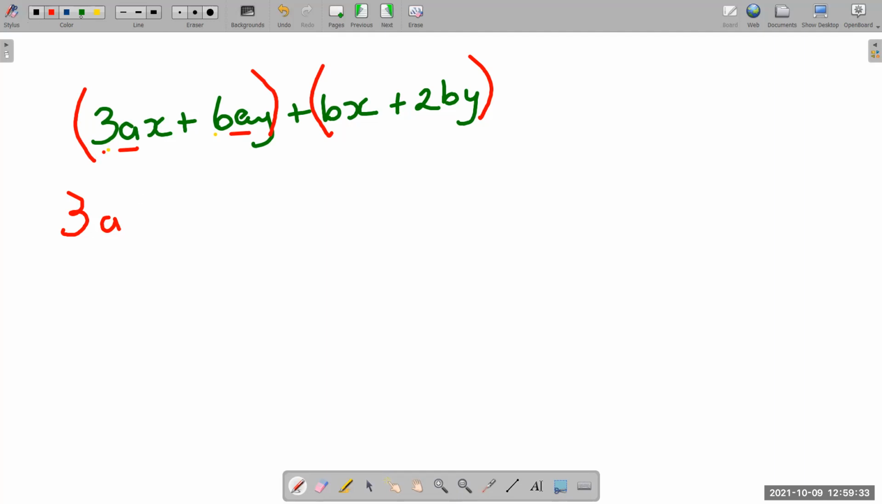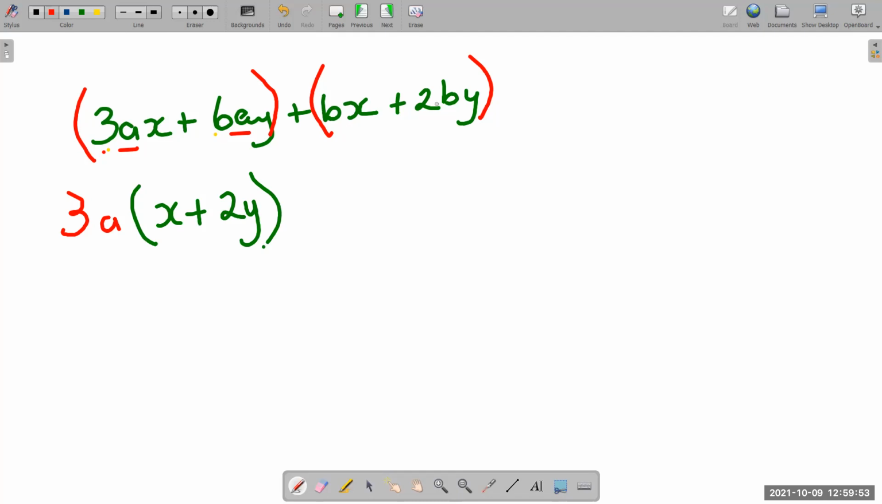So now I just have to write what is left back. When I divide by 3a, what is left back here? Just x. Plus, when I divide by 3a, 6 divided by 3 is what? 2. The a is gone, so what is left back? y. I hope everybody's seeing that.